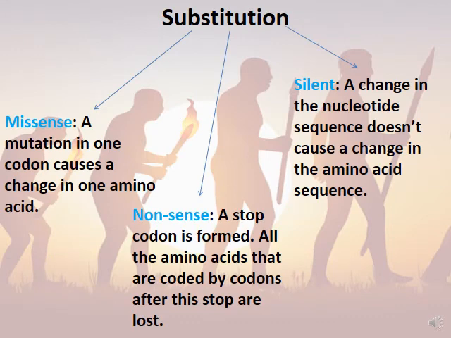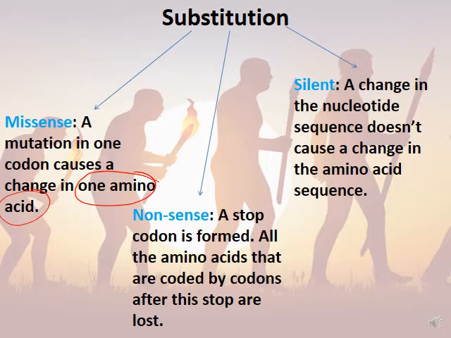A point mutation by substitution can be silent, missense, or nonsense. Let's start with the missense. A missense mutation in one codon causes a change in one amino acid. Whereas in the nonsense, a stop codon is formed. These stop codons, as we said, are UAG, UGA, and UAA. Whereas a silent mutation causes no change in the amino acid sequence, where the change leads to the same amino acid.